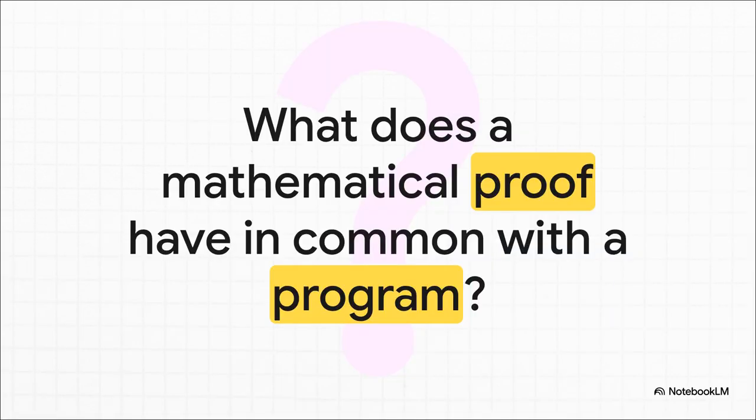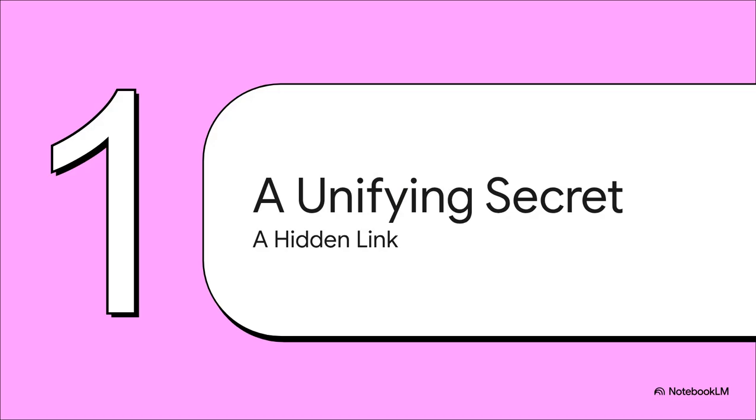All right, so let's just dive right in with the big question. What does a mathematical proof really have in common with a computer program? Now, it sounds like a riddle, right? But the answer reveals one of the most profound ideas in modern computer science and logic. It's not just that they're similar, it's that they are, in a very deep way, the same thing. You see, this hidden link isn't just some clever analogy. It's like discovering a shared language, a Rosetta Stone, that lets us see logic as a kind of computation and computation as a form of applied logic.